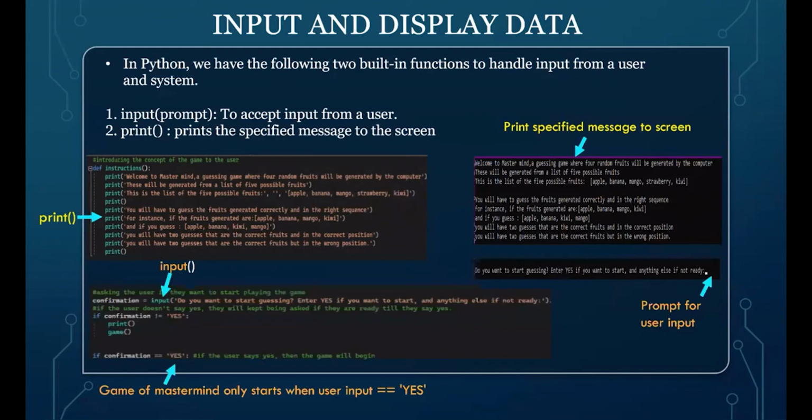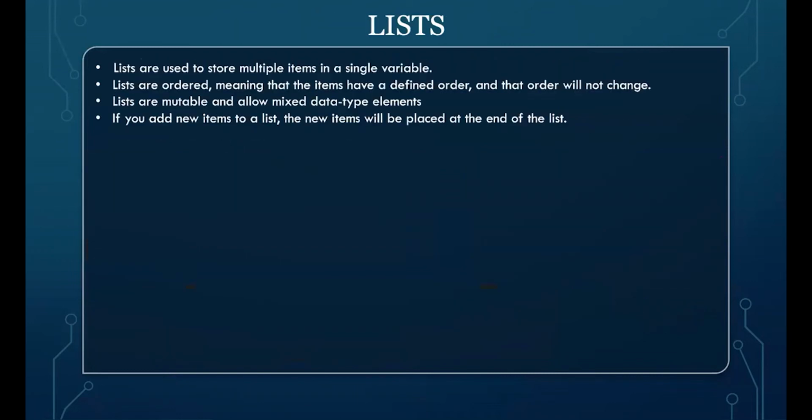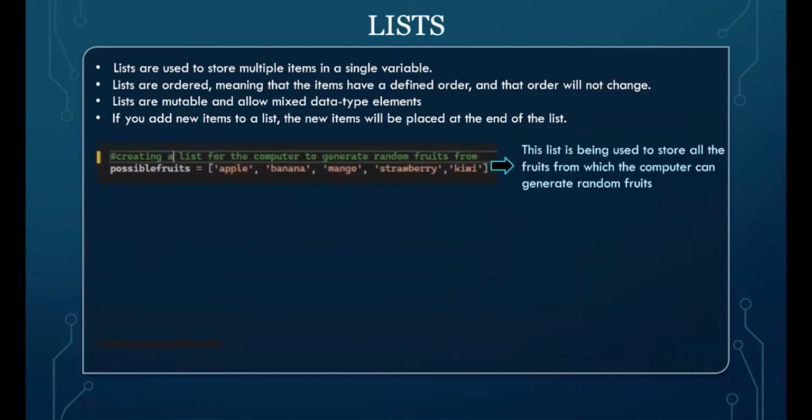The input function is used to get input from a user. And this is very important in decision making, as in my program, you can see that the game will only commence when the user enters yes. Moving on to lists. Lists can be used to store multiple items in one variable and they are mutable, meaning they can be altered even after their creation. The most important list from our program is the possible fruits list, which I've used to store all fruits from which a random list of 4 fruits can be generated by the computer.